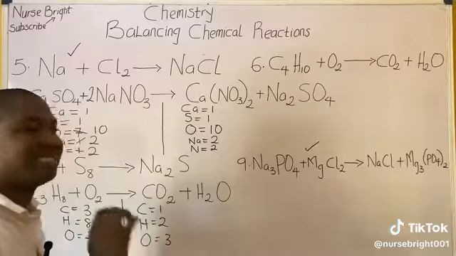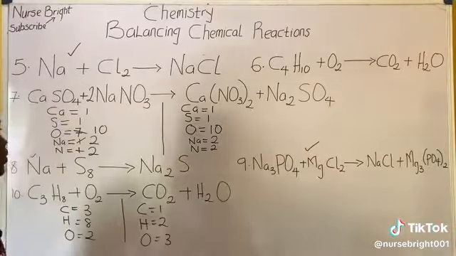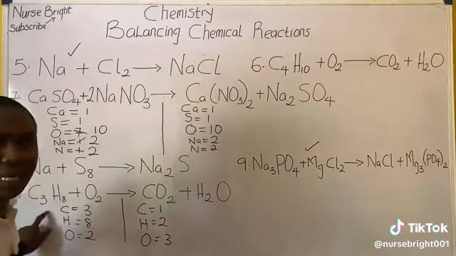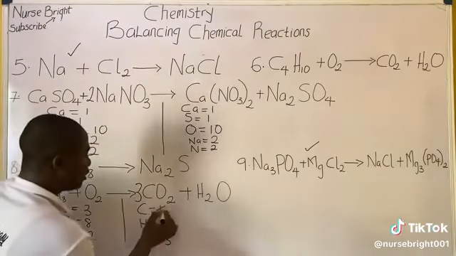Very simple. Focus on the side with the lesser number. Focus on this side with the lesser number. All right, so what do we do next? It's simple. Since we're having 3 carbon here, it's best for me to put 3 at the front of carbon, making sure that this carbon is 3.